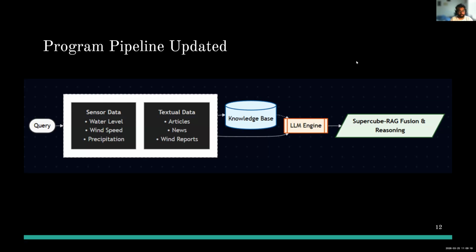So it's almost like telling the LLM, hey, we should pay attention to this very specific subset of data, but if you need any more, we have the complete list available to you. And then that in and of itself is the supercube RAG fusion and reasoning model that I've created.